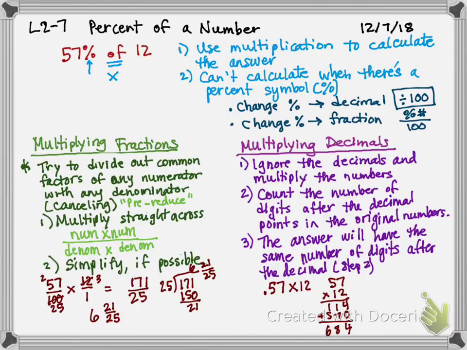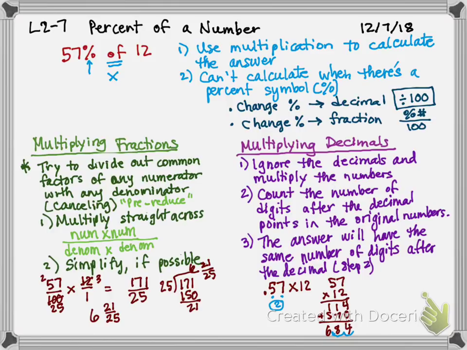But it really wasn't 57 times 12. It was 0.57 times 12. So I'm going to count the number of digits that come after the decimal point altogether, and I came up with 2. So my answer also is going to have 2 digits after the decimal point.